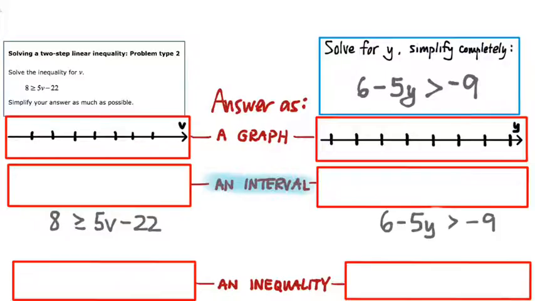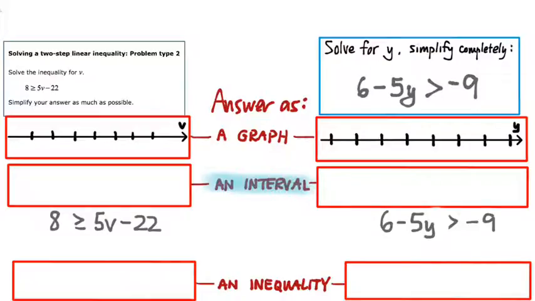So let's start with our first inequality on the left. 8 is greater than or equal to 5v minus 22. How did you solve this inequality to discover what v must be based on this inequality? Where did you start? What was your first step, your opening move? Added 22 on both sides.